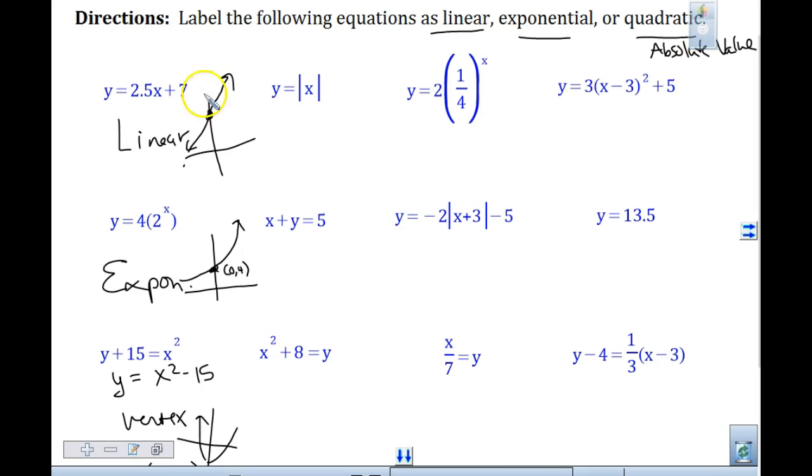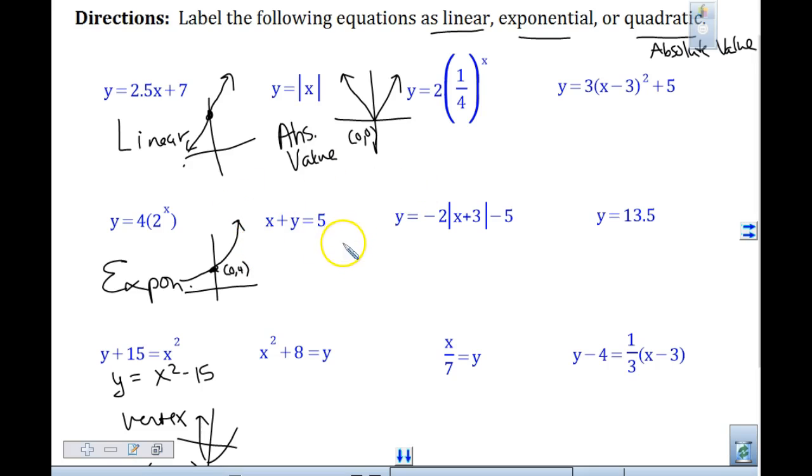All right, Tanya, let's start out. y equals absolute value of x. Definitely absolute value. What does my graph look like? Vertex at 0, 0. And I got that V shape, right?